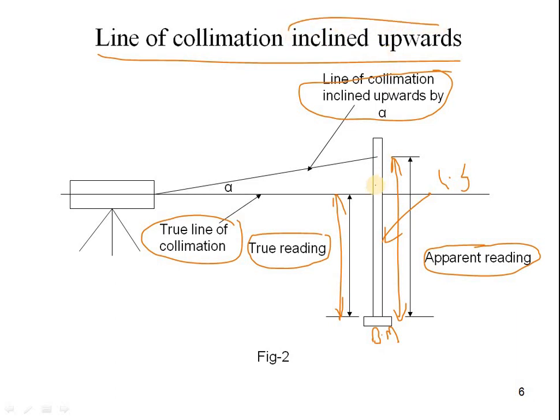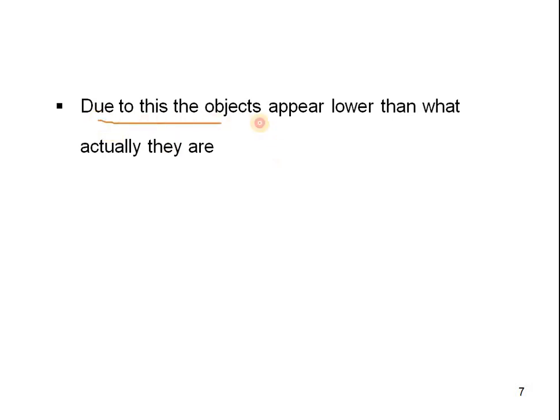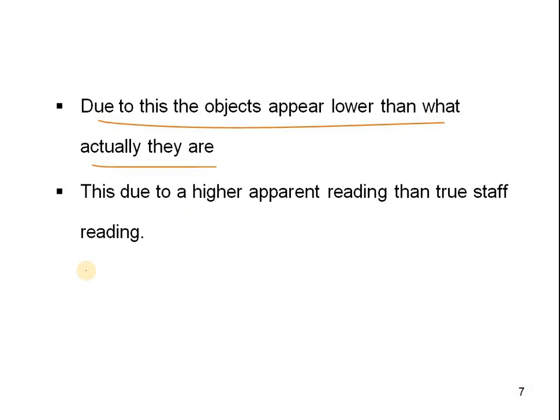This is the case of the line of collimation inclined upwards. Here, when the line of collimation is inclined upwards, the staff reading is taken on the inclined portion of leveling. Due to this, the objects appear lower than what they actually are. So when we are doing leveling in surveying, the inclined objects will appear lower than what they actually are. So we will not get the actual measurements properly, and this is due to the higher apparent reading than the true staff reading.